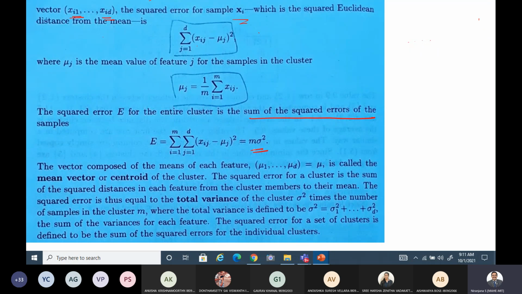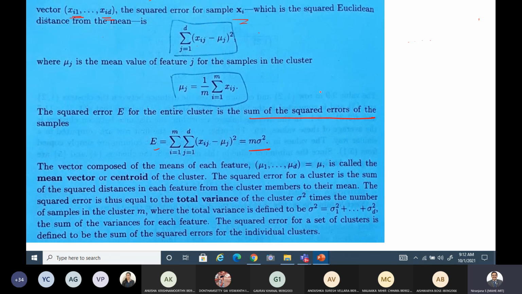What is sigma square? Anyone? Variance. Yeah, sigma is standard deviation, right? Sigma square is variance. So it is also seen E is nothing but m sigma square. Okay, so you can call it as total variance method.